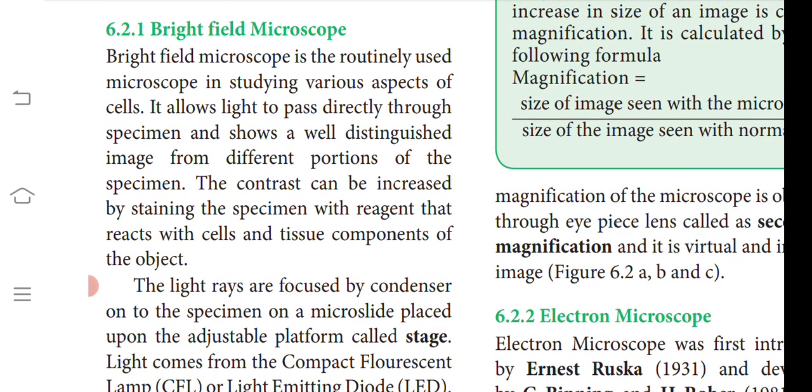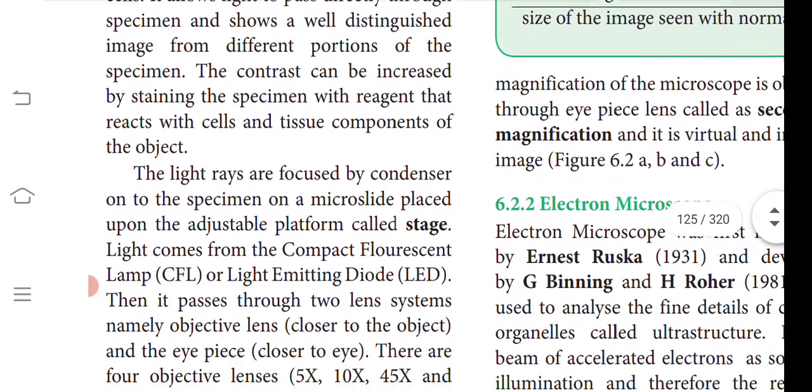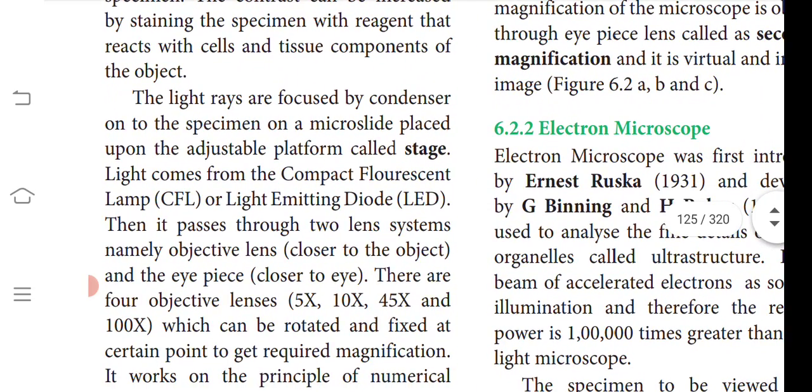The bright field microscope is a routinely used microscope for studying various aspects of the cell. In this microscope, the light passes through the specimen and it shows a well distinguished image. What is well distinguished? When you want to see the nucleus, it will appear thicker. Because of the content from the different portions of the specimen, the contrast can be increased by staining the specimen. Staining of the specimen we have already learnt. Do you remember how we stain the specimen by removing all the water, putting it into alcohol, and then putting the stain to make it colored?